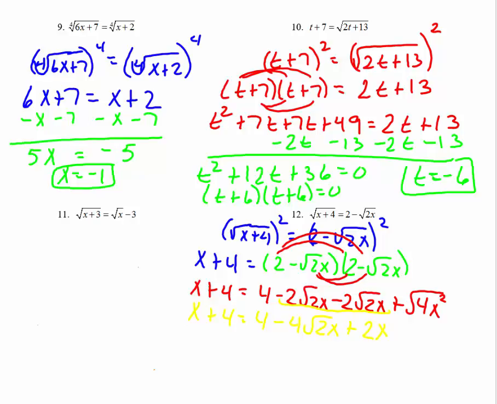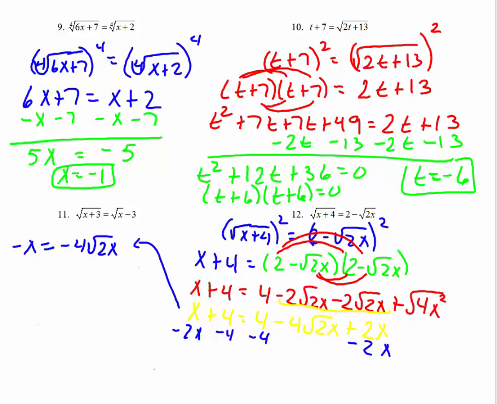So now that our radical did not completely disappear, we'll need to isolate the radical again. So I'll subtract the 4 over to the left-hand side, subtract the 2x over to the left-hand side. So right now I have x minus 2x is negative x. The 4's cancel each other out, and it's going to equal negative 4 square root of 2x.